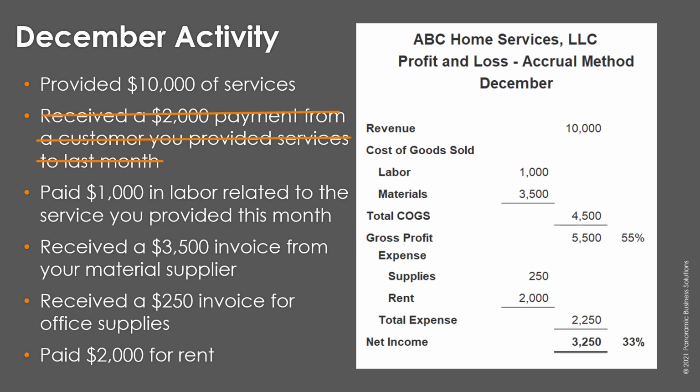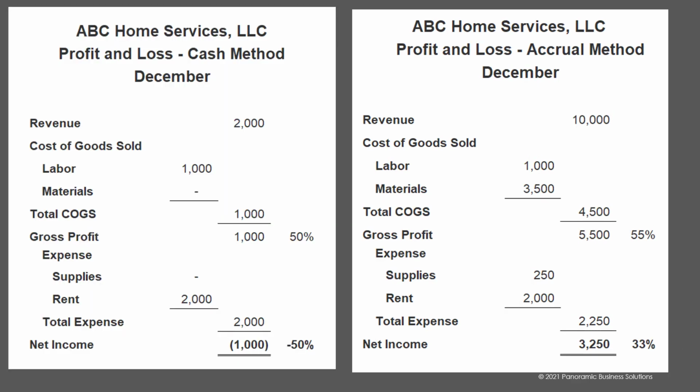So this is what the income statement would look like under the accrual method. Keep in mind it's the exact same transactions. We provided a whole bunch of services at $10,000. We had labor, but we also had materials of $3,500, office supplies of $250, and we had a rent of $2,000. So from an accrual standpoint, we look very profitable. We have net income of $3,250.